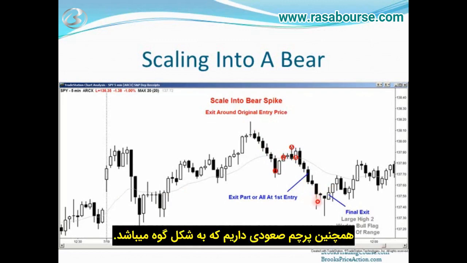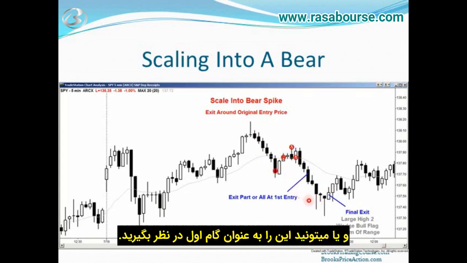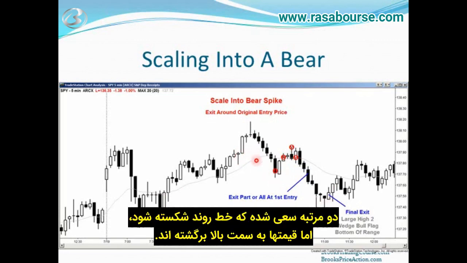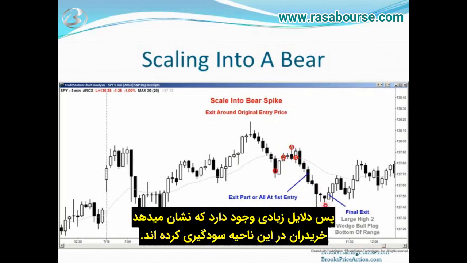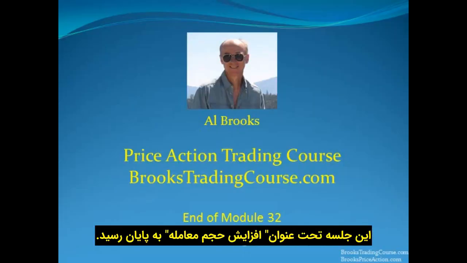And you could argue that it's a large wedge bull flag, 3 pushes down, 1, 2, 3, or you can even argue the first push is here. So you can draw a trend channel line below. We had 2 attempts to break below the bear channel line, and we're reversing up. So lots of reasons why bears would take final profits in this area. That's the end of the module on scaling in.